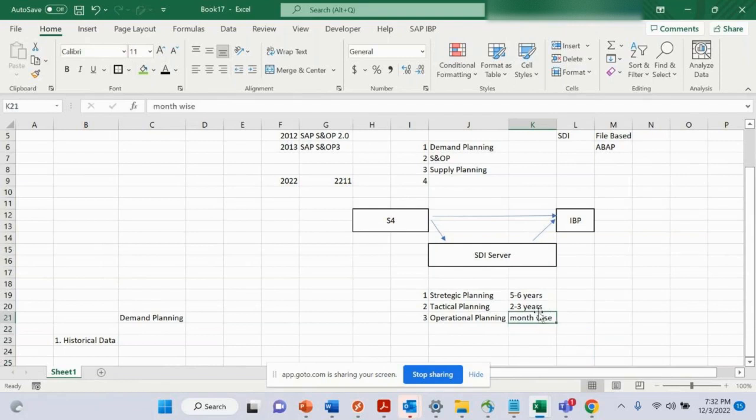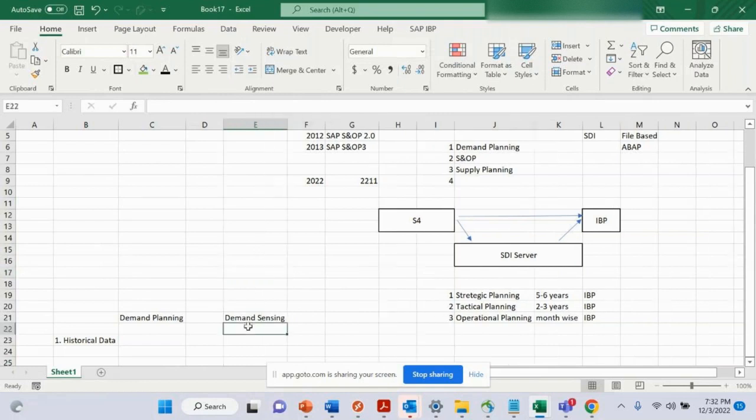So where IBP fits in these three planning types will be the next question from your end. The answer is that IBP fits in each and every planning step. In IBP we can plan for 5 to 6 years, we can plan for 2 to 3 years, and we can even plan on a daily basis, which in terms of demand planning we call demand sensing, and in terms of supply planning we call response and supply.